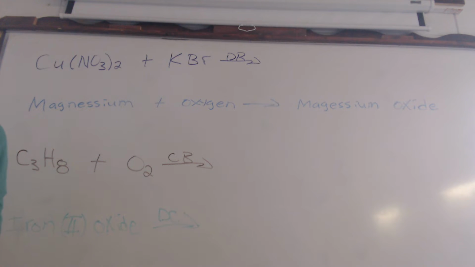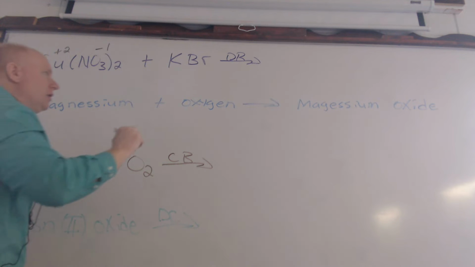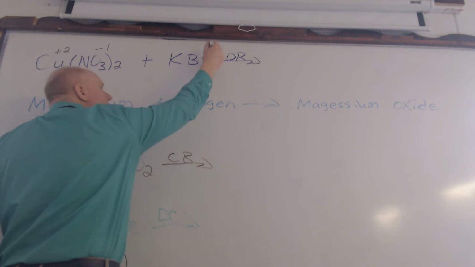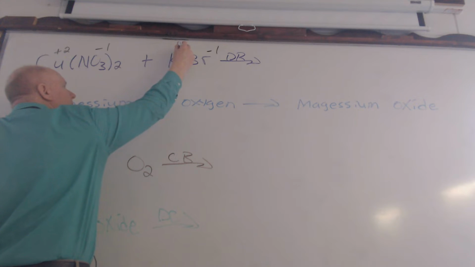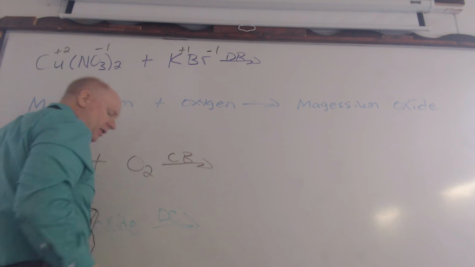The charges will not change from one side to the other. Go by your negative ions. What's the charge of the nitrate ion? -1. What's the charge of this copper? +1. +2. It can be a +1. -1 times 2 gives you -2. 2 times 1 gives you +2. What's the charge of the bromide ion? -1. What's the charge of potassium? +1. Those add up to 0.